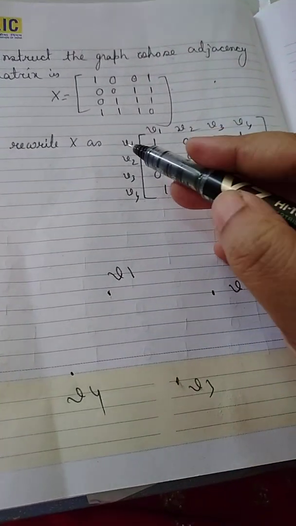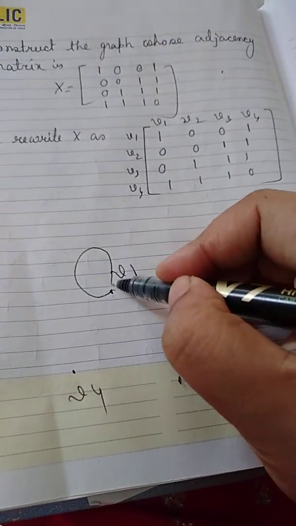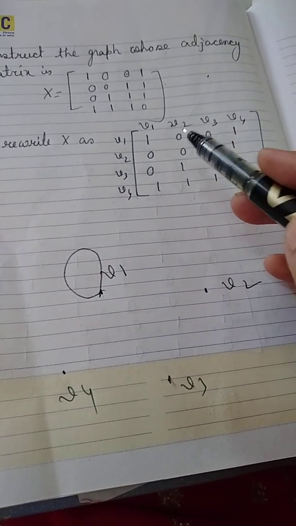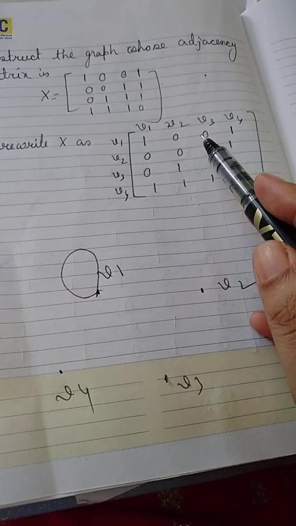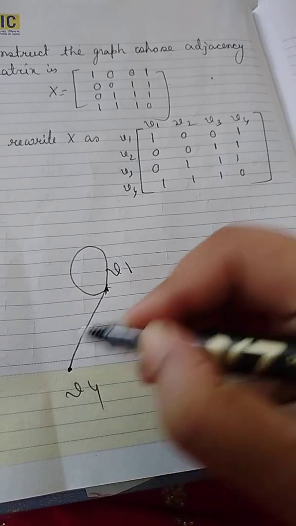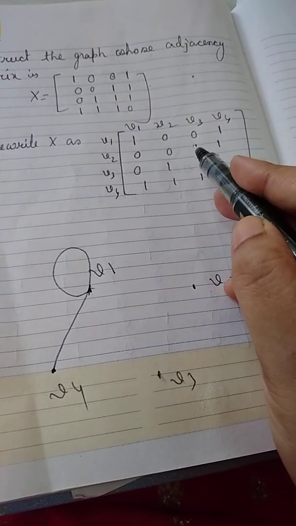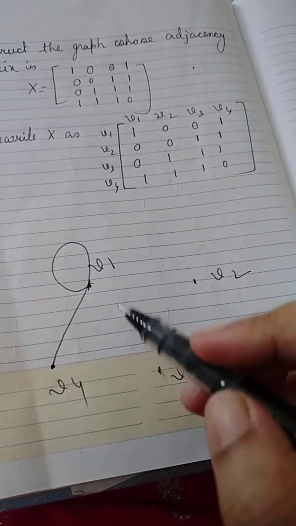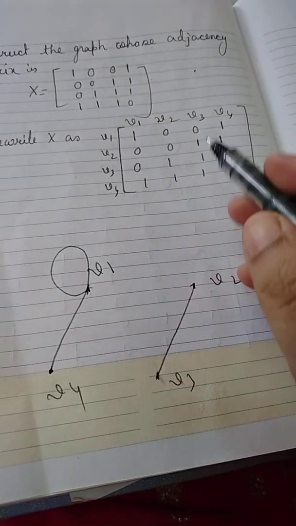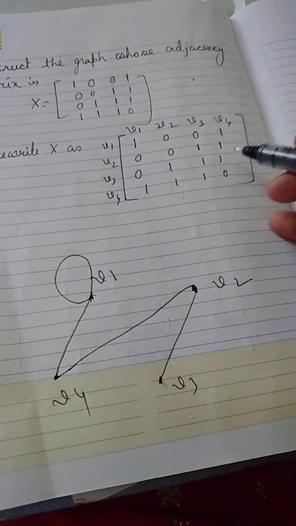How can we get the diagram? V1 to V1 there is 1. So that means there is a loop at V1. Next V1, V2 is 0, so no edge. V1, V3 is 0, no edge. V1, V4 is 1, so between V1 and V4 there is an edge. Then come to this row, this is 1 1, that means V2, V3 is 1 and V2, V4 is 1, so there is an edge between V2 and V3, and there is an edge between V2 and V4.